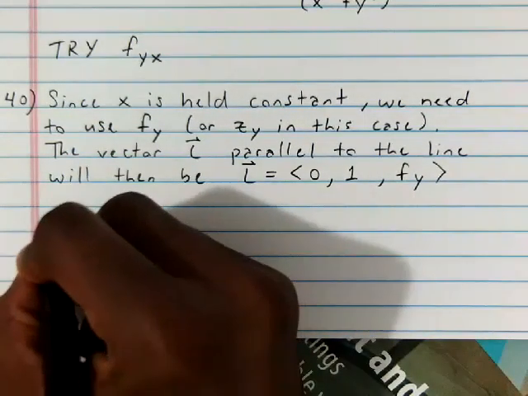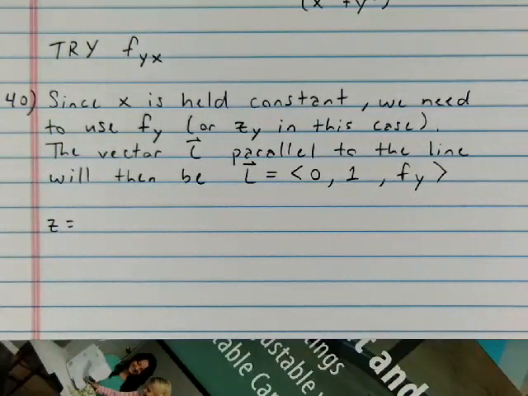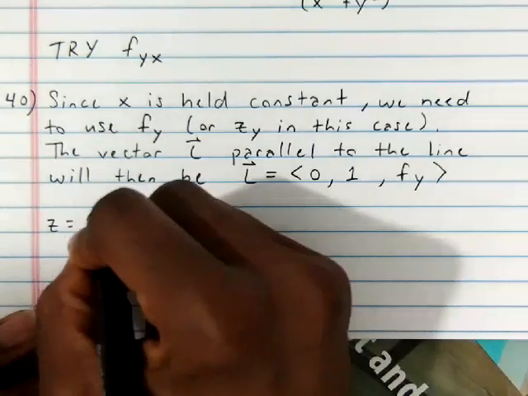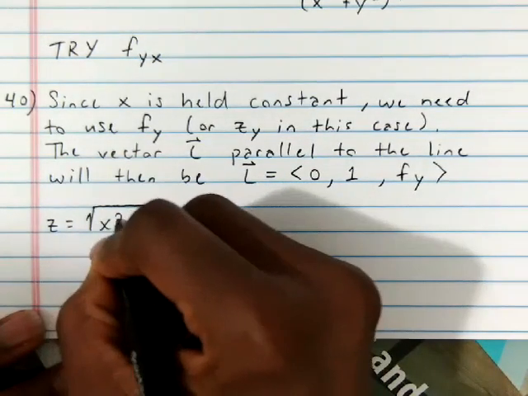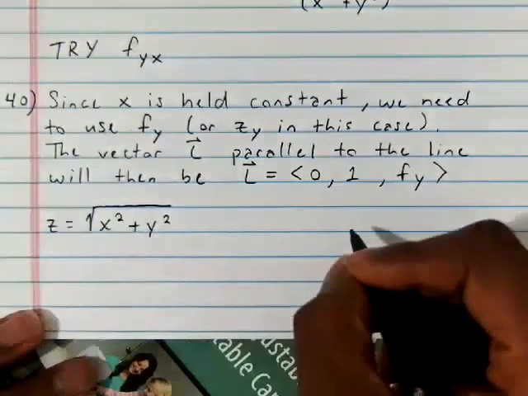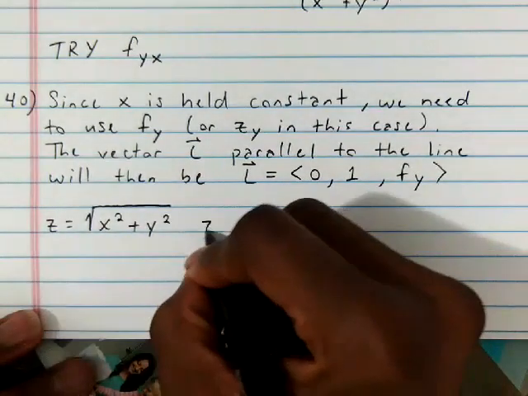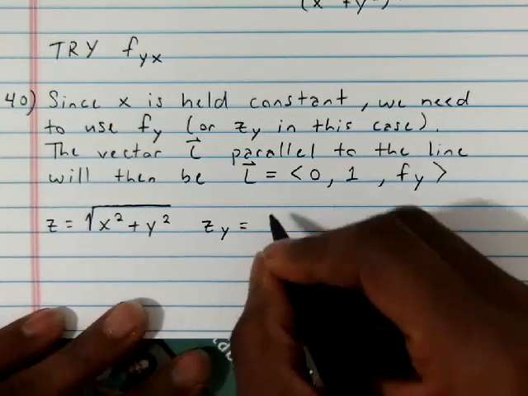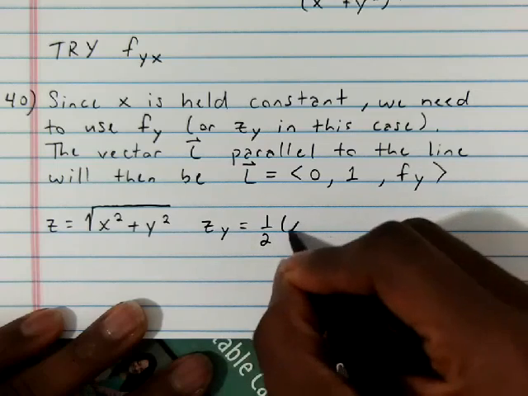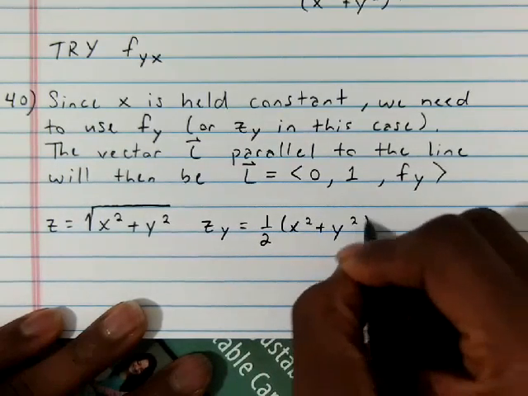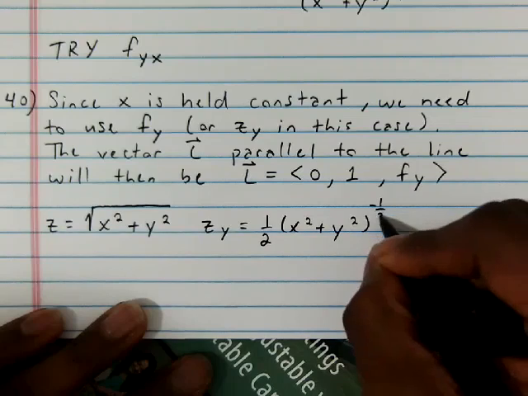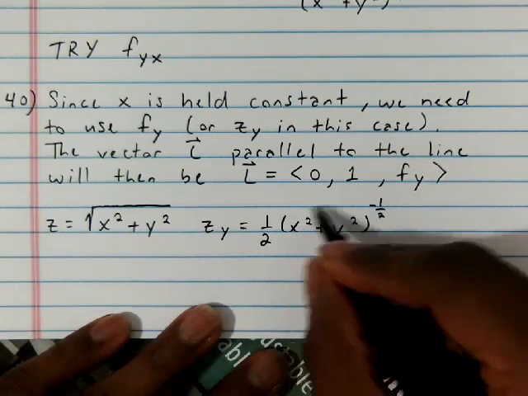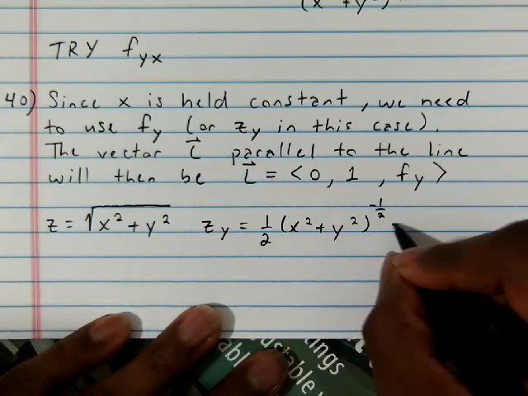So now you just need to find f sub y or z sub y in our case. Our z that we were given was the square root of x squared plus y squared. And now we need z sub y. That's going to be 1/2 times the quantity x squared plus y squared to the negative 1/2 times the derivative of the inside with respect to y, so times 2y.